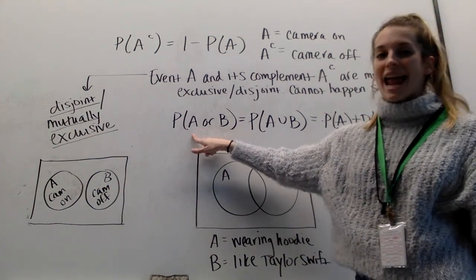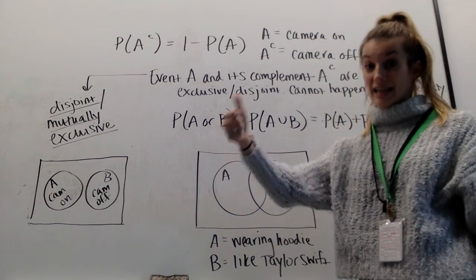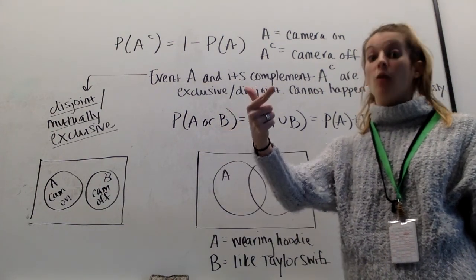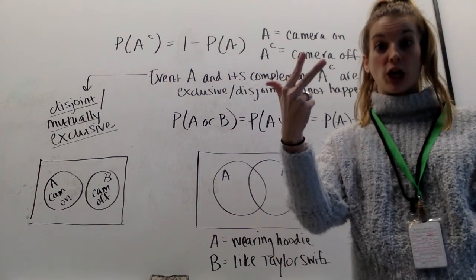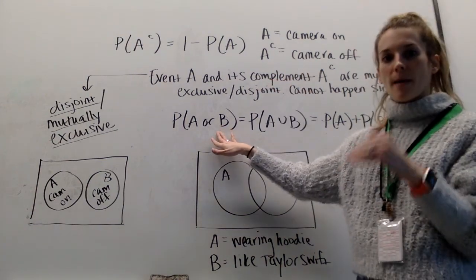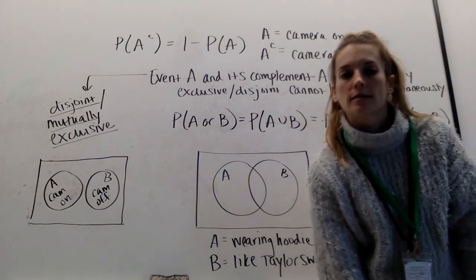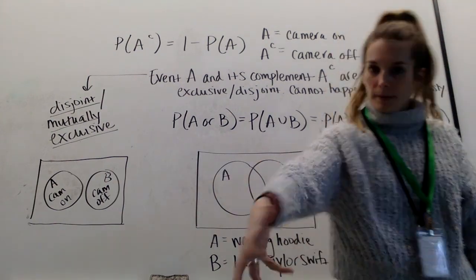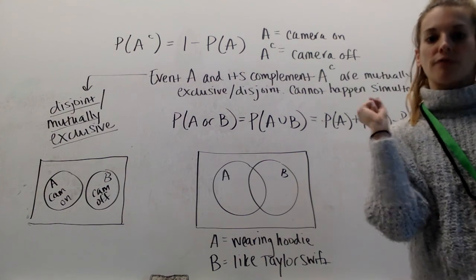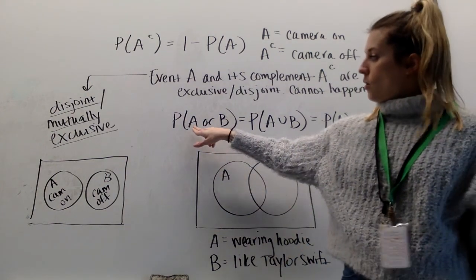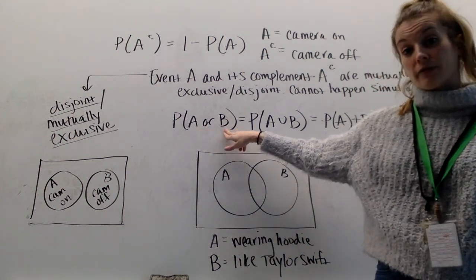This does not mean A only or B only. This means A only, B only, or possibly both A and B occurring. And so I want to talk about this in this context, all right? So you're in my Zoom class. I want to figure out what's the probability that I randomly select a student from the Zoom who is wearing a hoodie or likes Taylor Swift, all right?